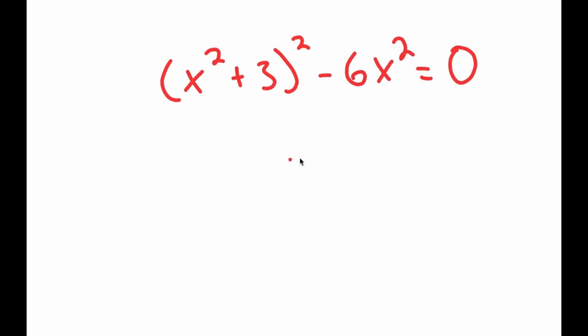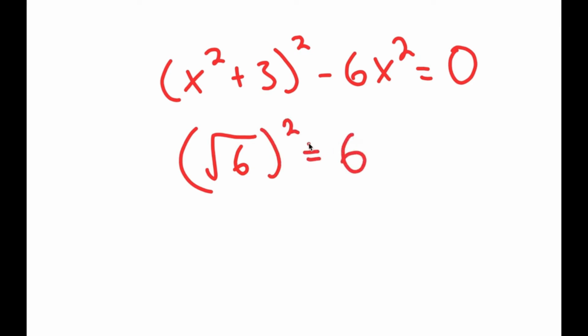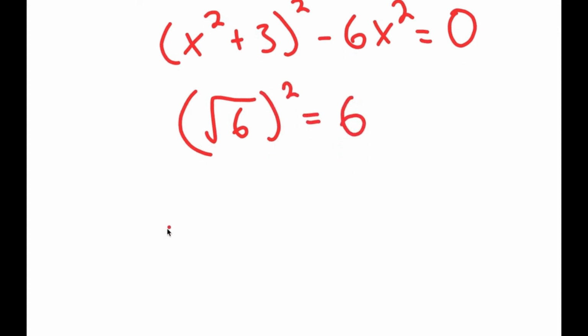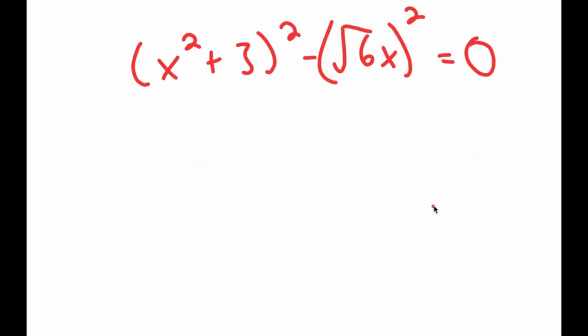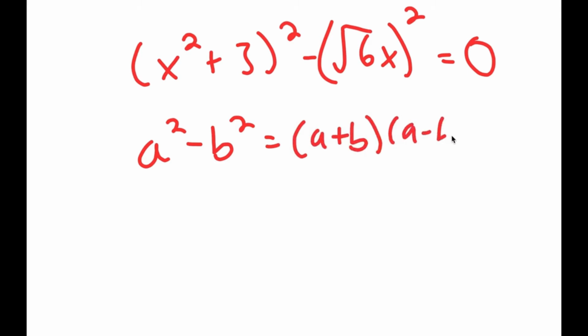And remember how the square root of 6 squared is equal to 6. So what I'm going to do is I'm going to rewrite this as x squared plus 3 squared minus the square root of 6x squared is equal to 0. And the reason I did that is because now I can use the property a squared minus b squared is equal to a plus b times a minus b.